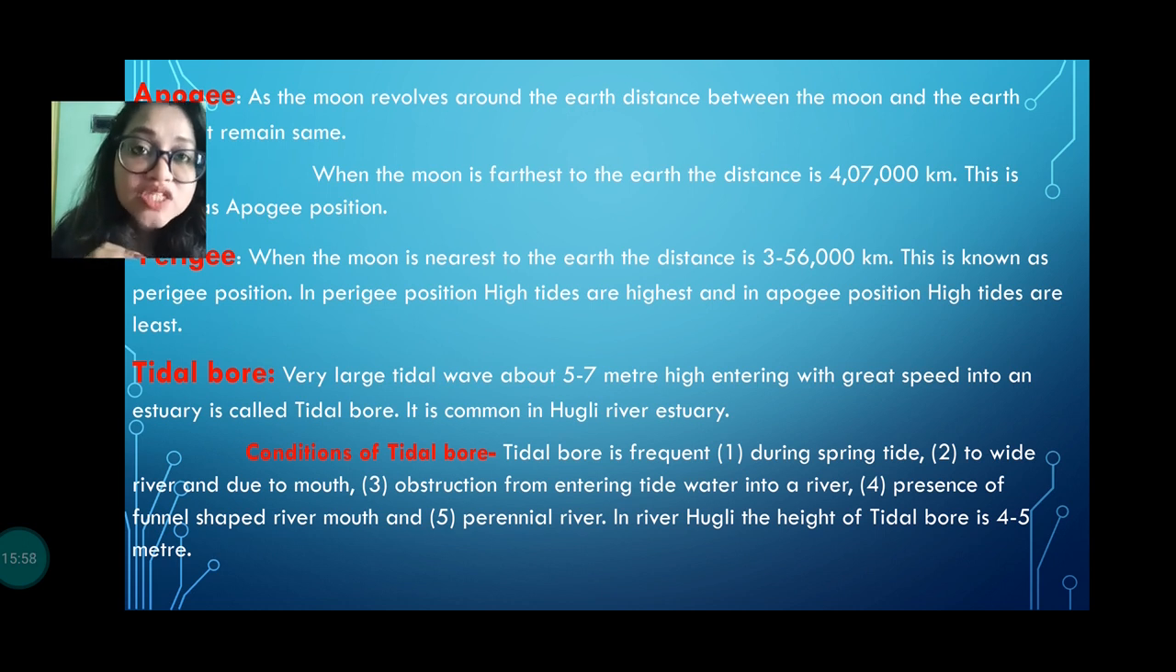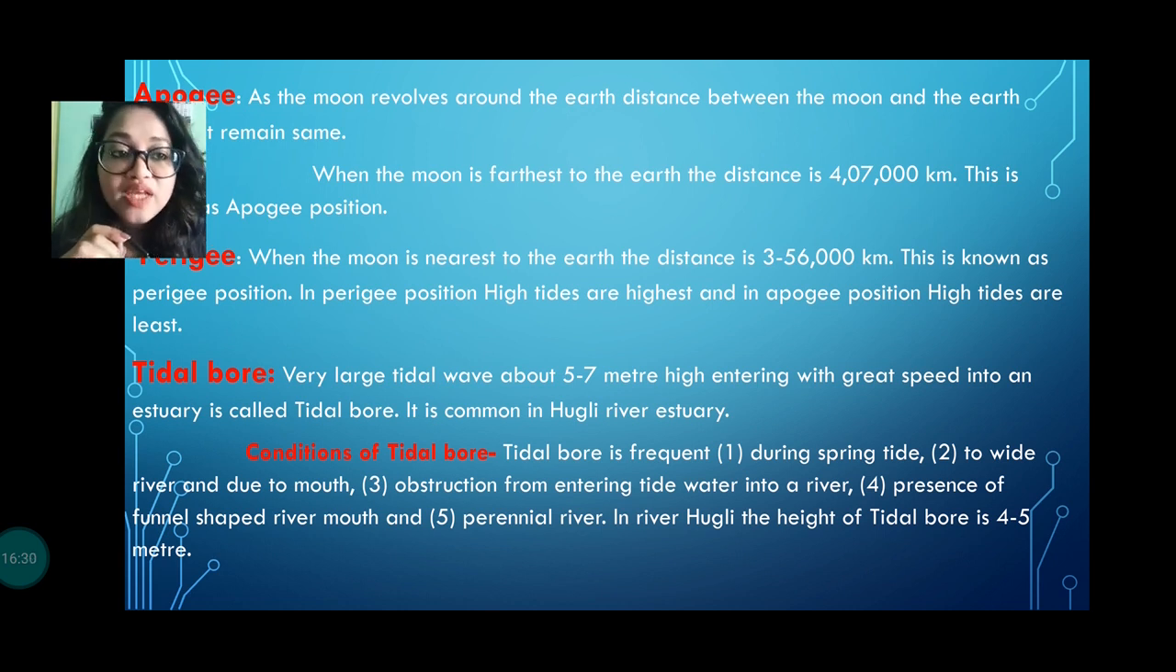Then the conditions of the tidal bore. What conditions are needed for the tidal bore? Number one, tidal bores are mainly frequent during the spring tide, or in wide rivers and at their mouths. Also, if there are obstructions to tide water entering a river, a tidal bore happens. The presence of a funnel-shaped river mouth is most important. A perennial river is also important.